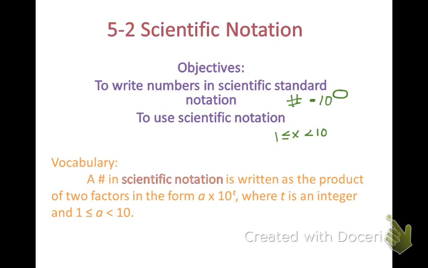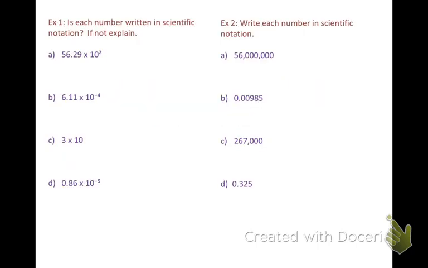Okay. So I gave you the vocabulary up at the top. That's fine. So let's look at some things. Example 1. Is each number written in scientific notation? If not, explain. I have 56.29 times 10 to the second. So what we first do is we look at that number. 56.29, is that between 1 and 10? You can answer. Yes or no?